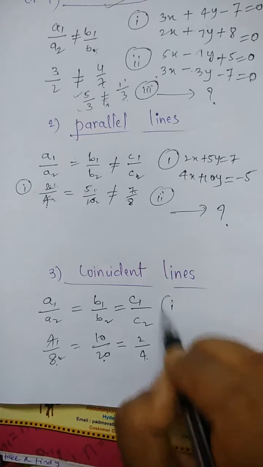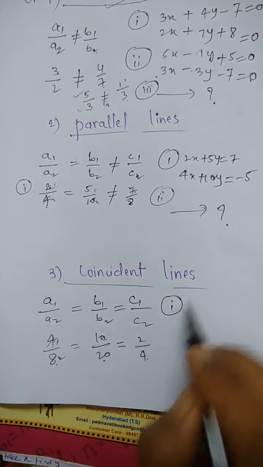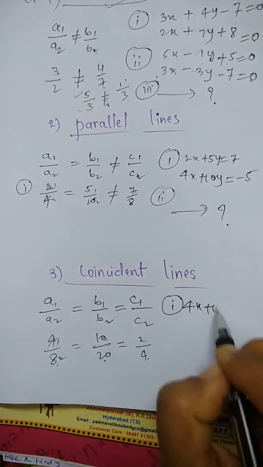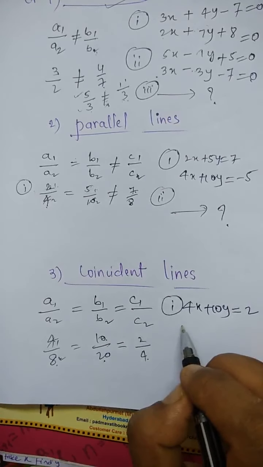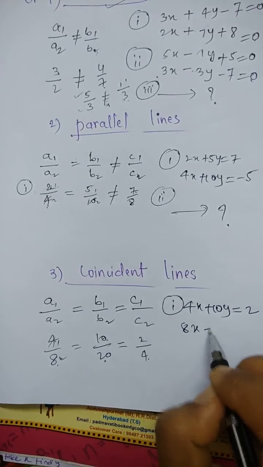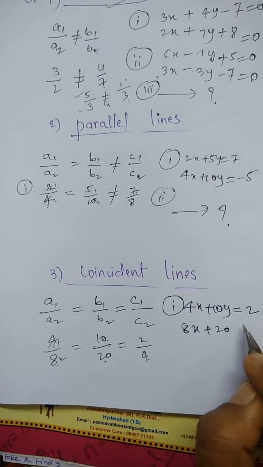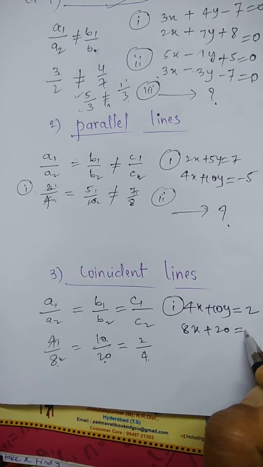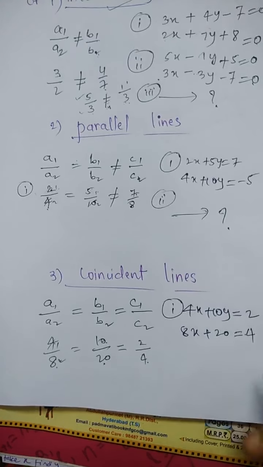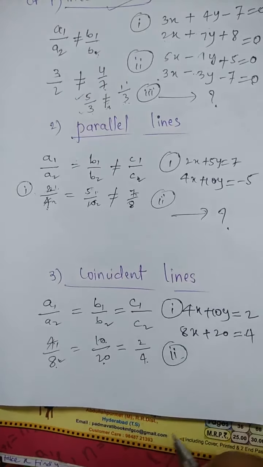Okay, so note down now. 4x plus 10y equal to 2, and 8x plus 20y equal to 4. Now the second one, you write your own.